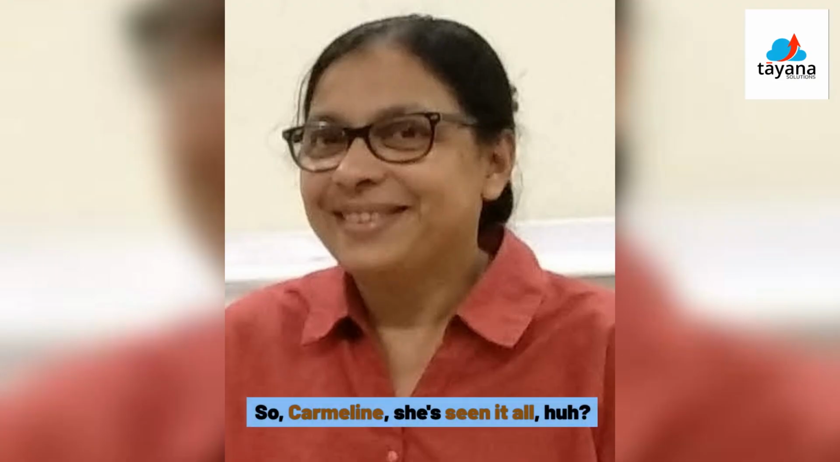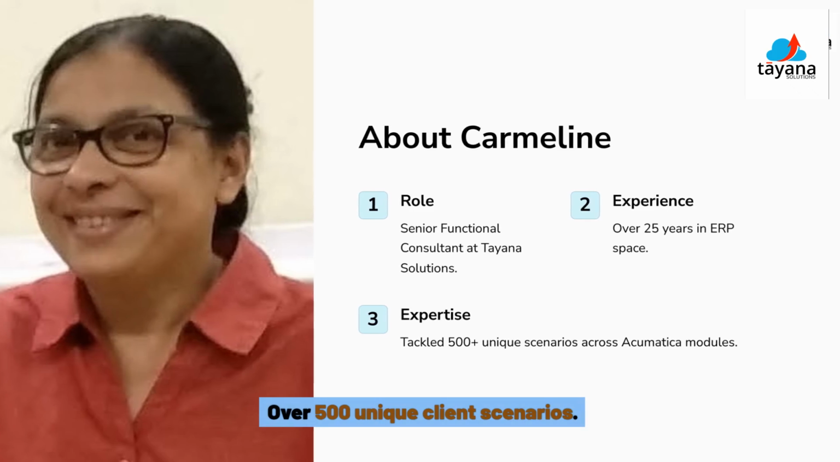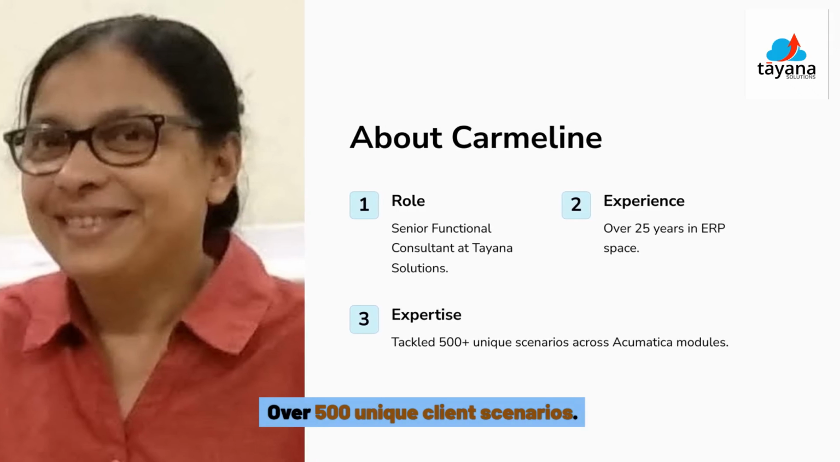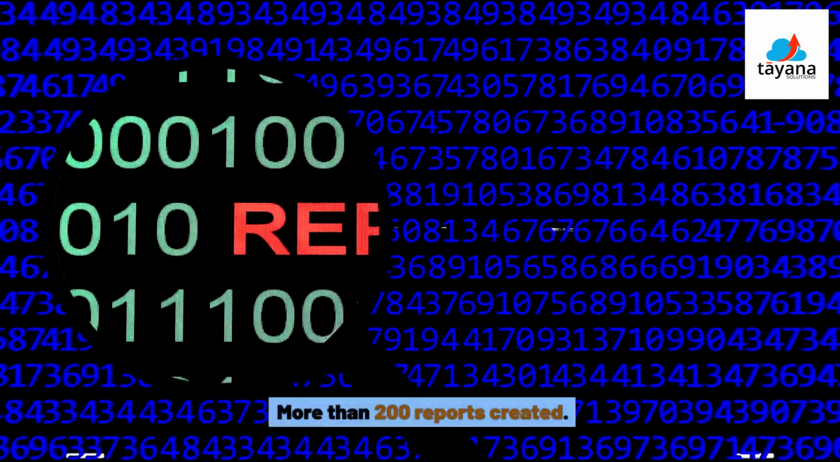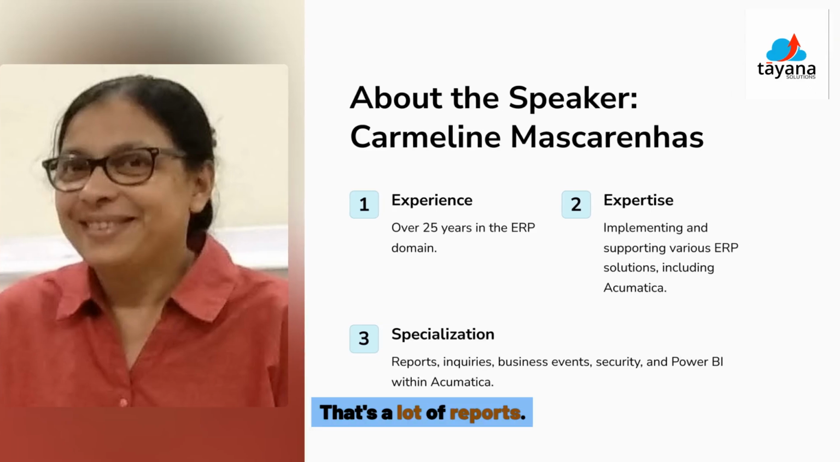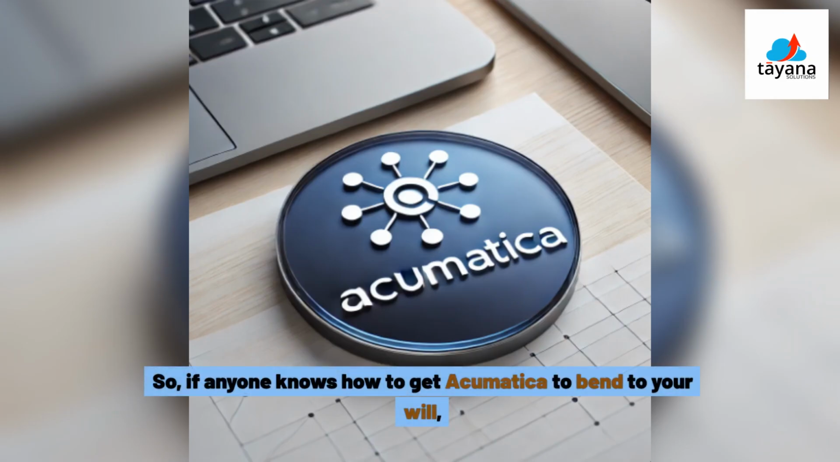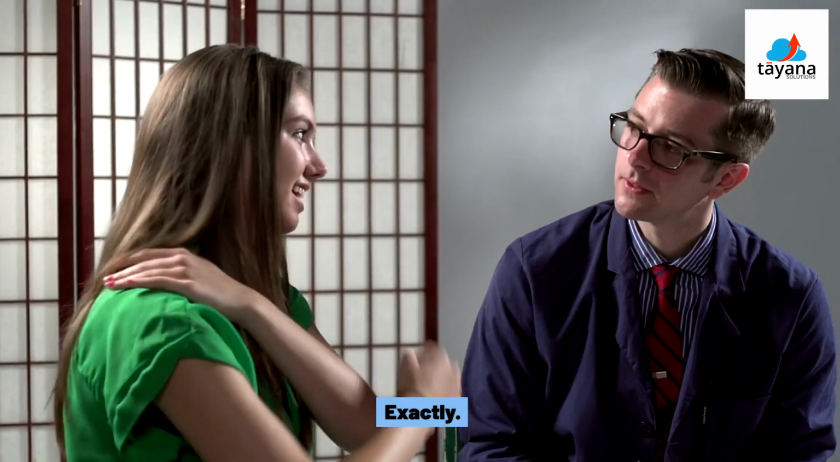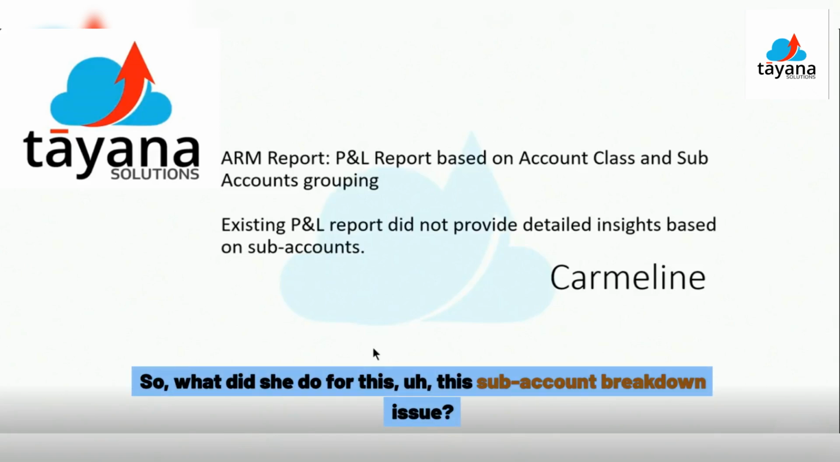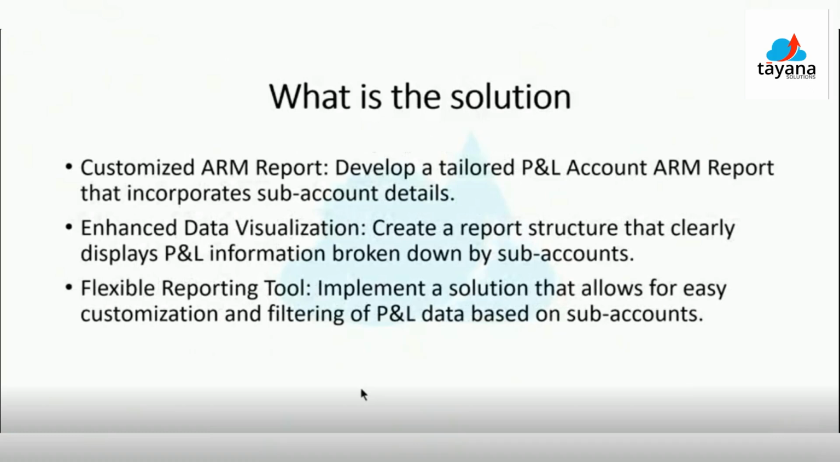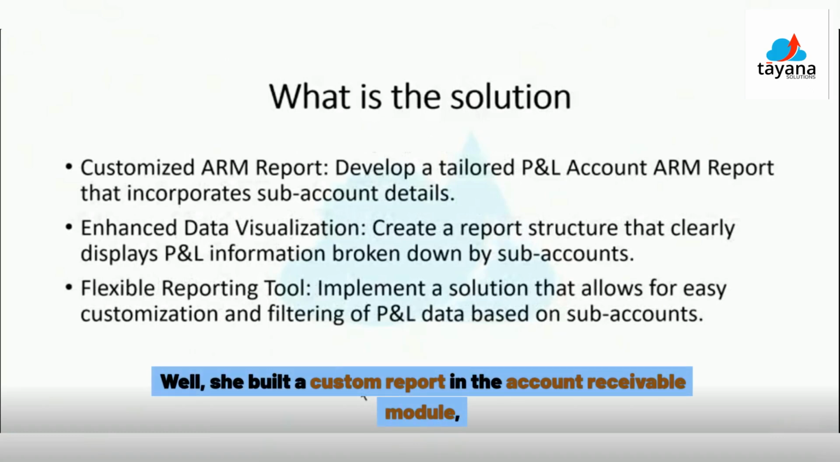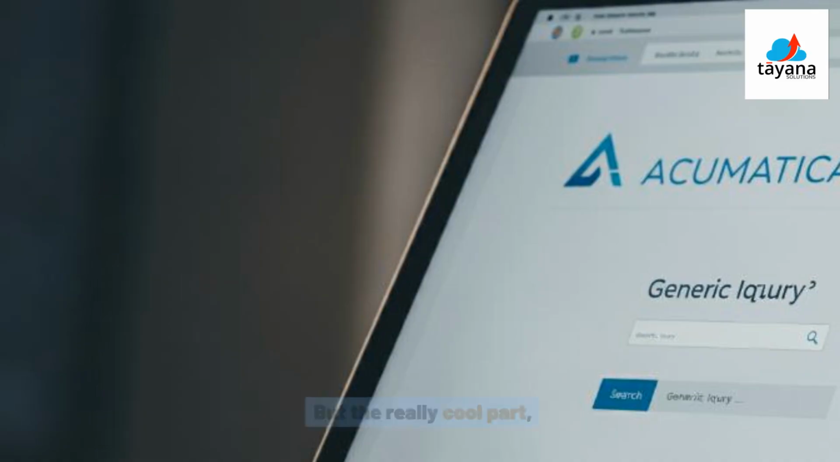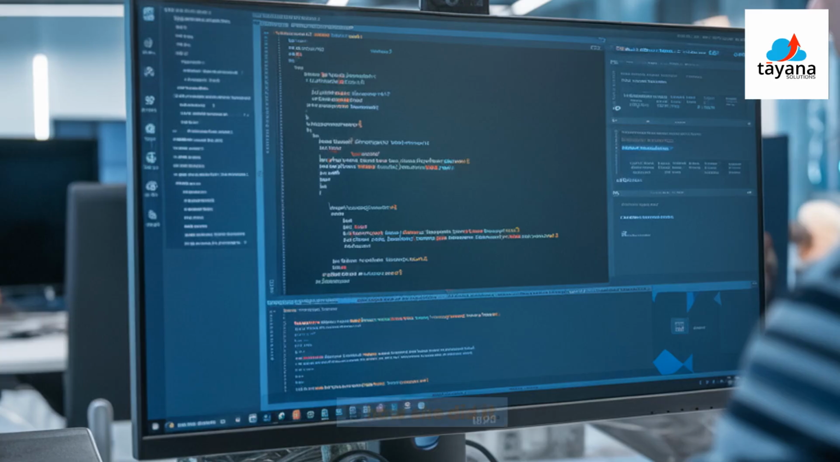So Carmeline, she's seen it all, huh? Over 500 unique client scenarios, more than 200 reports created. That's a lot of reports. So if anyone knows how to get Acumatica to bend to your will, it's her. Exactly. So what does she do for this sub-account breakdown issue? Well, she built a custom report in the accounts receivable module. Okay, interesting. But the really cool part is how she did it.